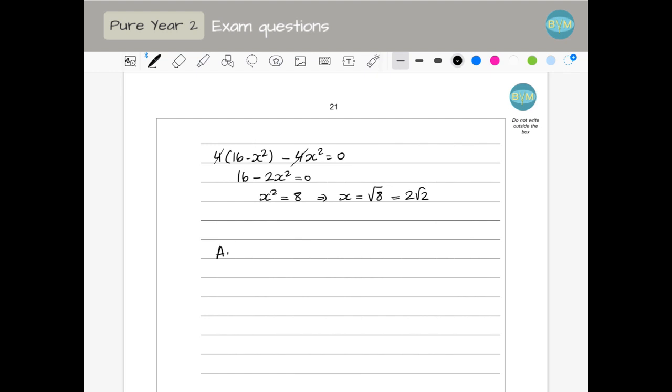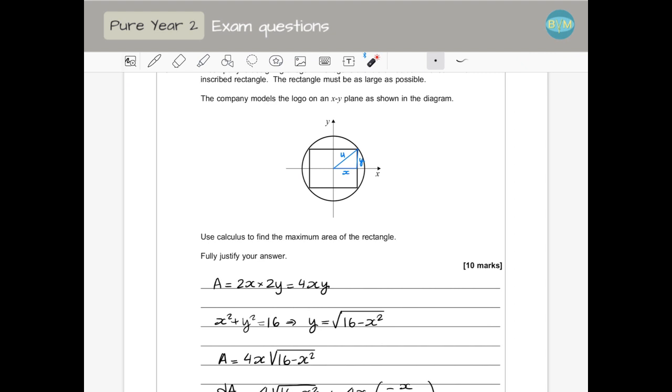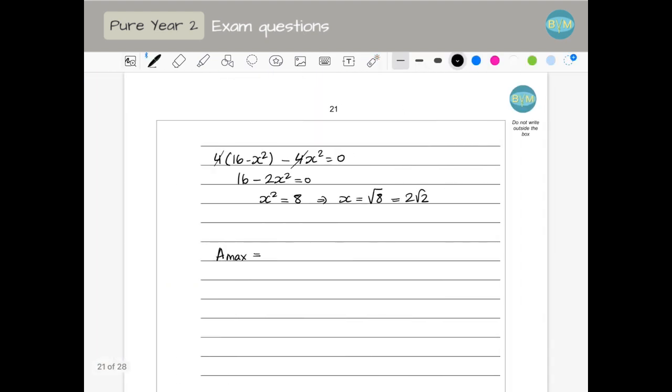To find the area, I'm just going to substitute my x in the formula for the area, this one in terms of x. I could find y and substitute here, but it's easier to substitute here. So area is 4 times x times root of 16 minus x squared. Just substituting x in the formula for the area.